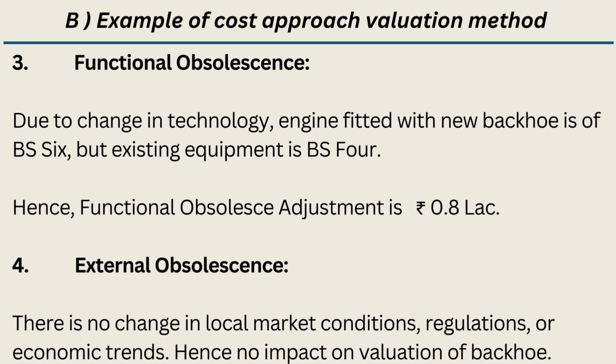3. Functional obsolescence. Due to change in technology, the engine fitted with the new backhoe is BS6, but the existing equipment is BS4. Hence, the functional obsolescence adjustment is 0.8 Indian rupees lakh.